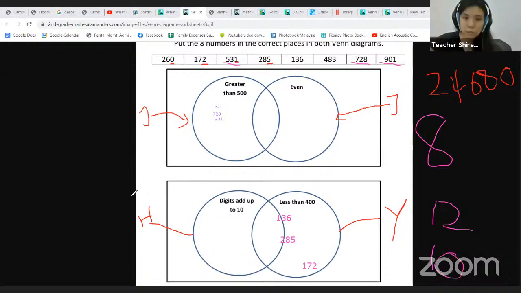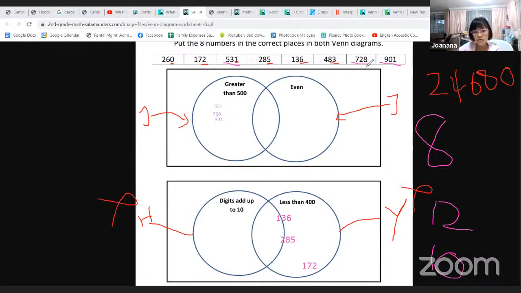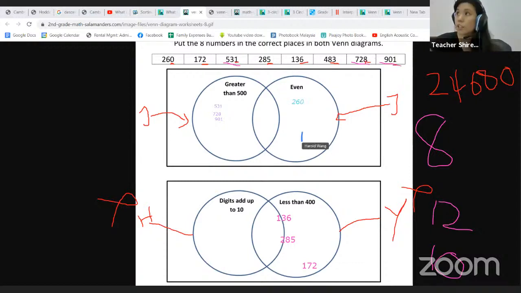Okay, these two no need to do first. Yuna and Harold, no need to do first. Do the top first. Okay? So let's go through together. Let me mark.